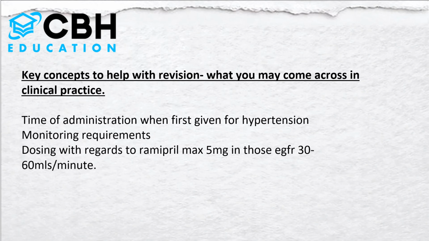And obviously when you initiate this medication, you do check the renal function 1 to 2 weeks later as well in clinical practice. With regards to ramipril, it's really, really important that anybody with a GFR of 30 to 60 mL per minute, the maximum dose is 5 milligrams. So it's really important to stress that fact as well. And you can get more information on this from the BNF and the SPC as well.